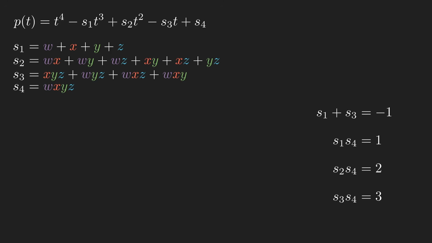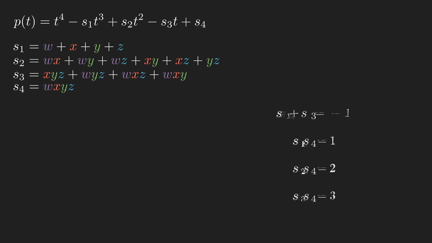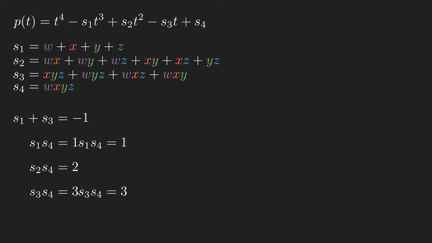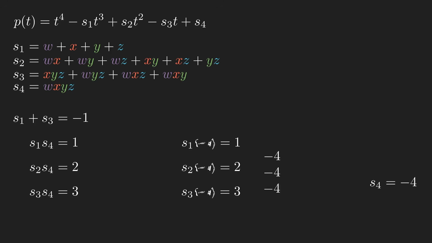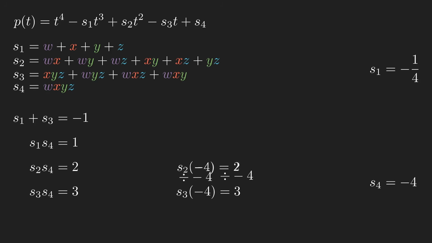Now, this is a much simpler system of four equations and four variables, so we can easily solve it. Adding the second and fourth equations gives S1 S4 plus S3 S4 equals 4. Then, we can factor out the S4 and replace S1 plus S3 with minus 1. Hence, S4 equals minus 4. Lastly, we can replace S4 with minus 4 in all the equations to get S1 equals minus a fourth, S2 equals minus 2 fourths, and S3 equals minus 3 fourths.